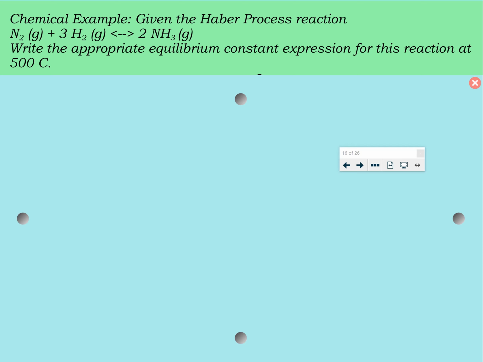So we're going to do this example. Given the Haber process, reaction N2 plus 3H2 gas produces 2NH3 gas. Write the appropriate equilibrium constant expression for this reaction at 500 C.